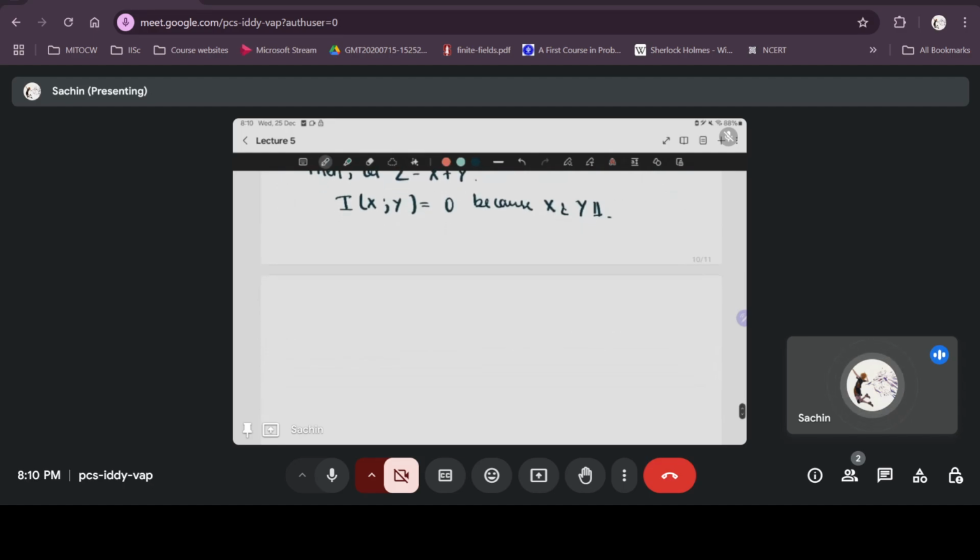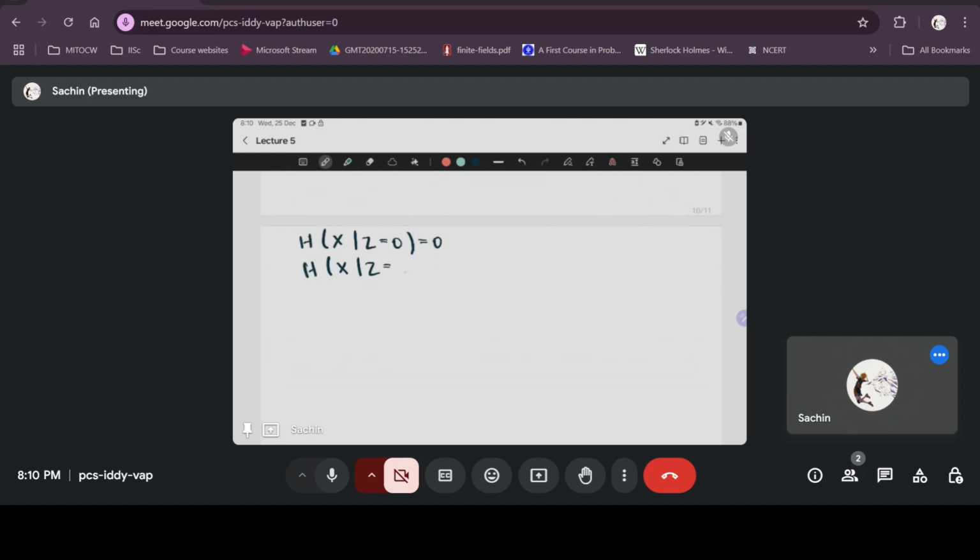Let's write down the uncertainty in x, H of x given the value of z. H of x given z equals 0. If you know that z equals 0, that is x plus y is 0, then that means x must be 0. So there is no uncertainty in the value of x. H of x given z equals 2. We know that x plus y is 2. That means both x and y must have been 1. So there is no uncertainty in the value of x.